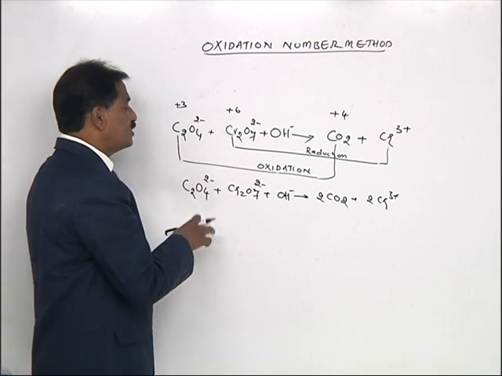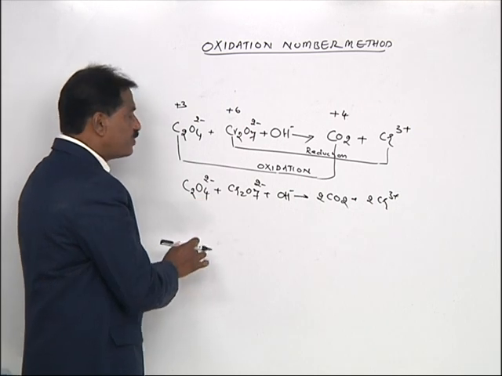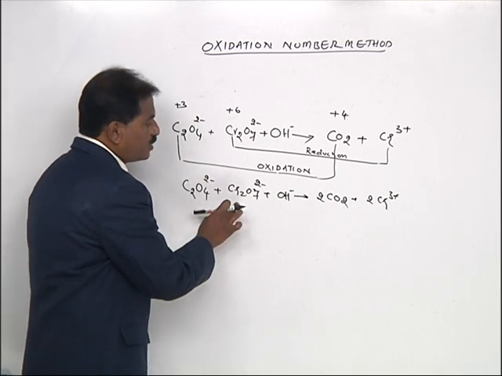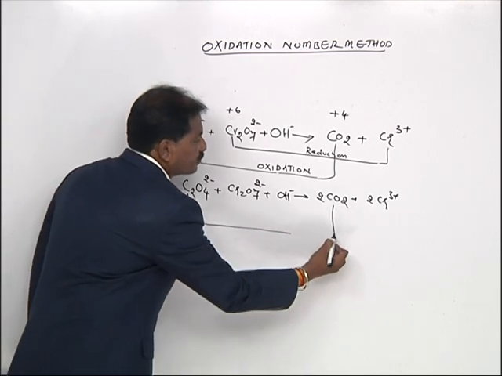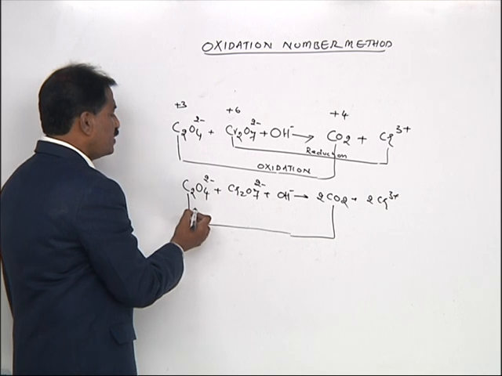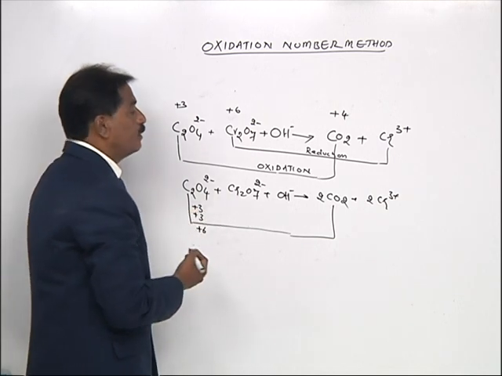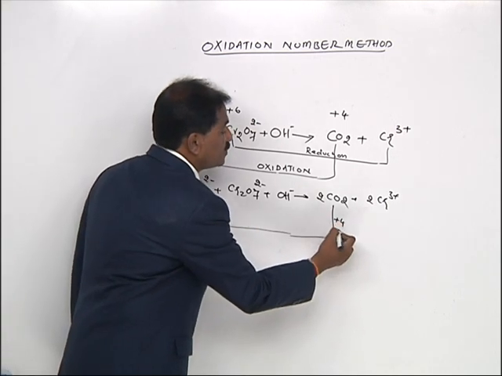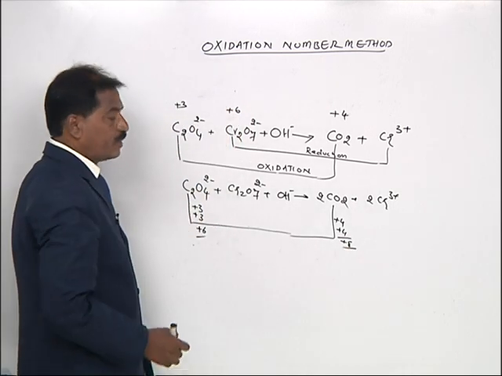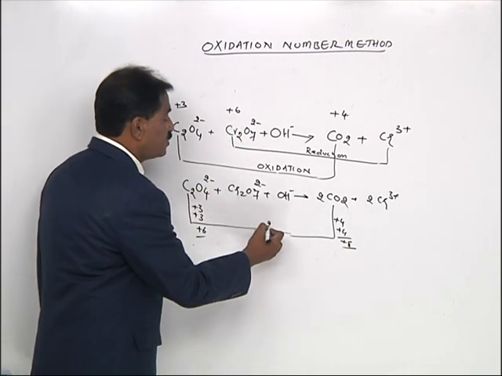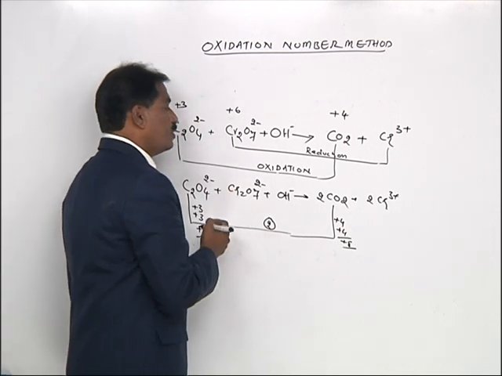Next, after balancing the carbon and chromium atoms, now identify the total charge difference of the carbon atoms and the total charge difference of the chromium atoms. Here each carbon is in +3 oxidation state. Therefore, total charge is +6. Here each carbon is in +4 oxidation state. Therefore, total charge is +8. Therefore, total charge difference is how much? 2 units.